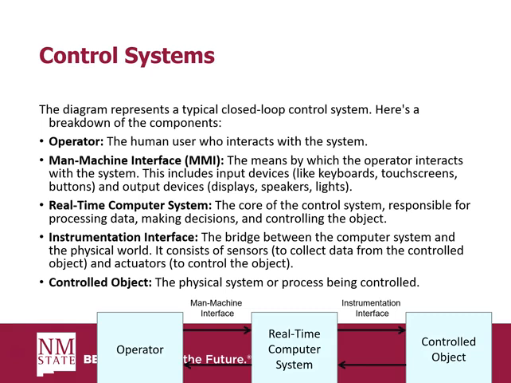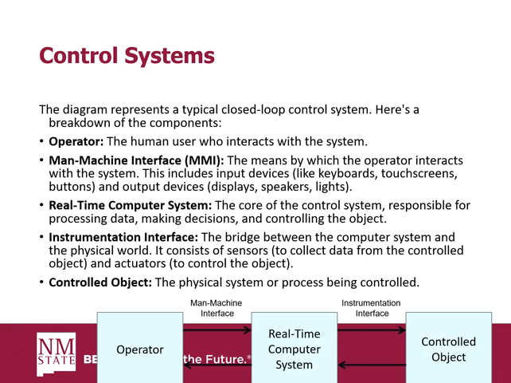Next, we have the instrumentation interface. This is crucial in connecting the digital world to the physical world. Sensors measure physical parameters like temperature, pressure, or light, and convert them into digital signals. Actuators take digital commands and translate them into physical actions, like turning a motor or opening a valve.